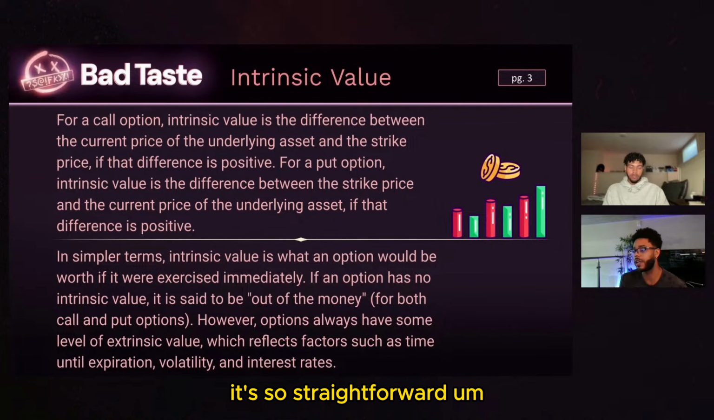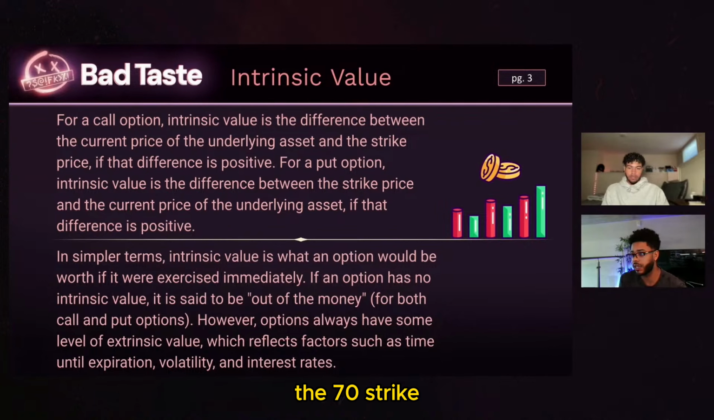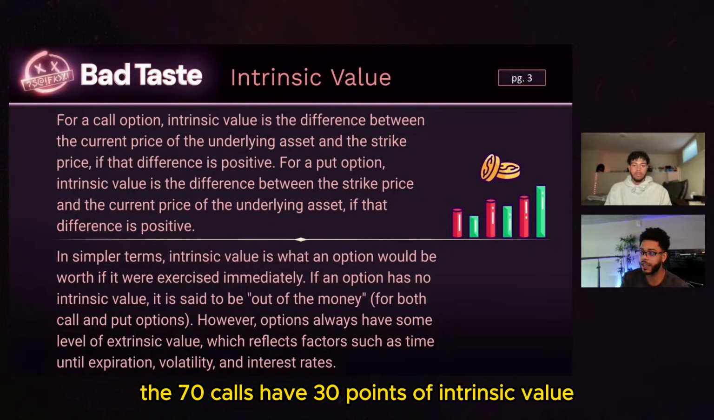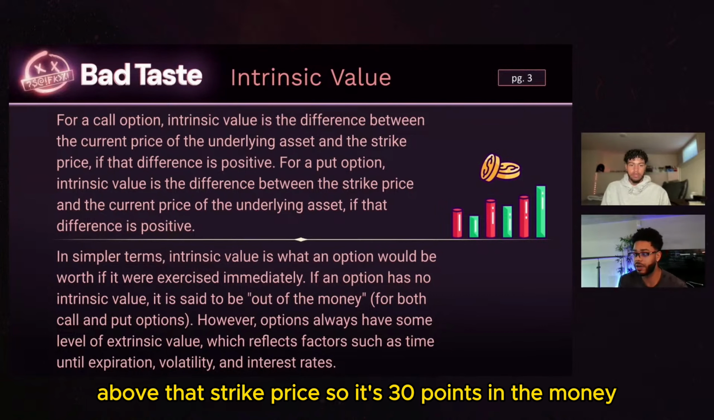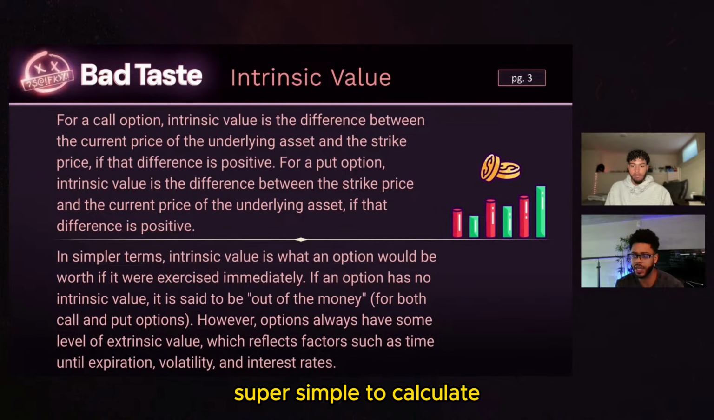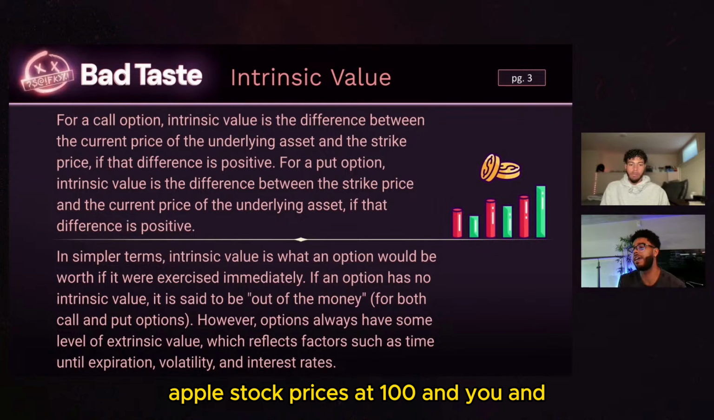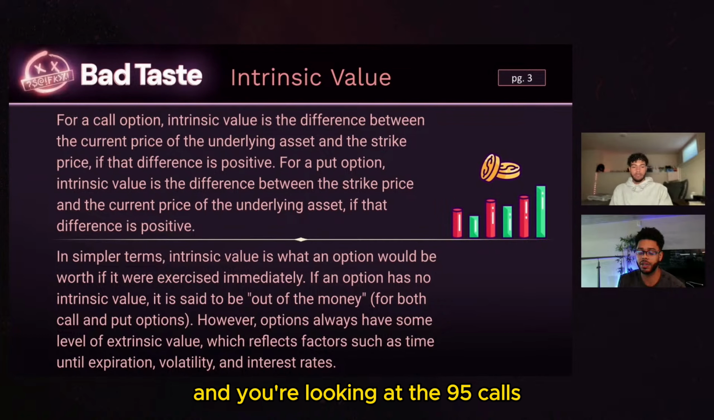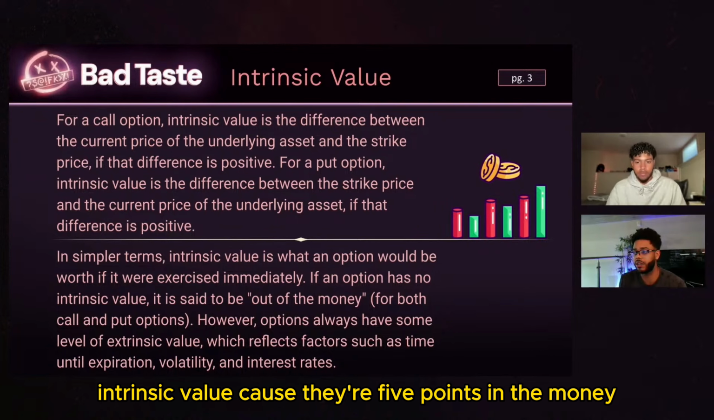It's so straightforward. If Apple's stock price is trading at $100, the 70 calls have 30 points of intrinsic value, because the stock price is 30 points above that strike price. So it's 30 points in the money. That's why it has that many points of intrinsic value. Super simple to calculate. Again, if Apple stock price is at 100, and you're looking at the 95 calls, those right now will have 5 points of intrinsic value, because they're 5 points in the money.